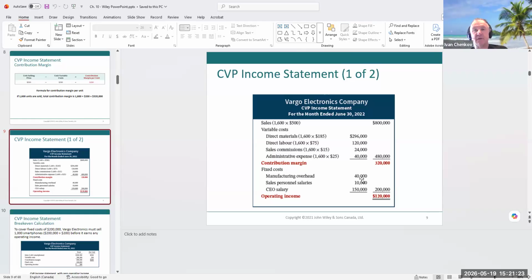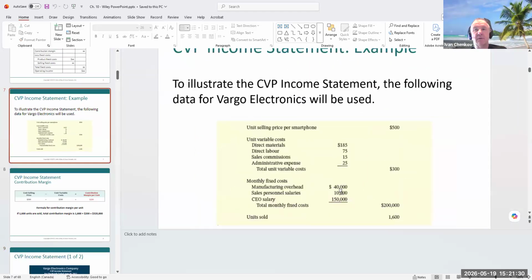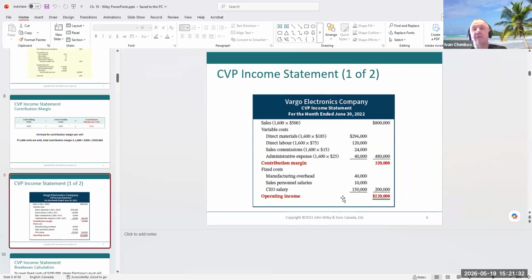My fixed costs are fixed costs. As you can see, they're not moving. Here my fixed costs are $200,000. Here I have exactly the same $200,000. So my operating income now is $120,000.